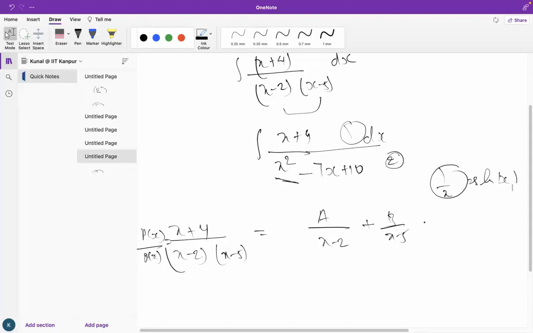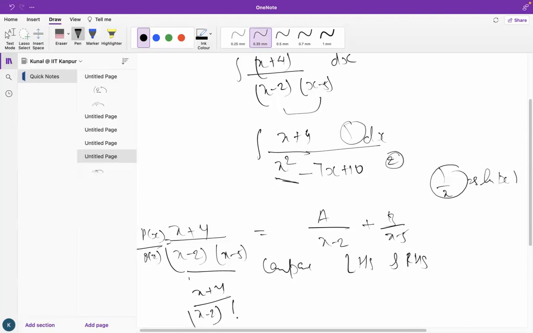So what we do here is convert the proper fraction into partial fractions, different fractions with some constant in the numerator. So what is the next step? We just compare LHS and RHS. When we compare, what we get is x plus 4 by x minus 2 into x minus 5 is equal to a by x minus 2 plus b by x minus 5, and multiplying through by x minus 2 into x minus 5 gives a into x minus 5 plus b into x minus 2.